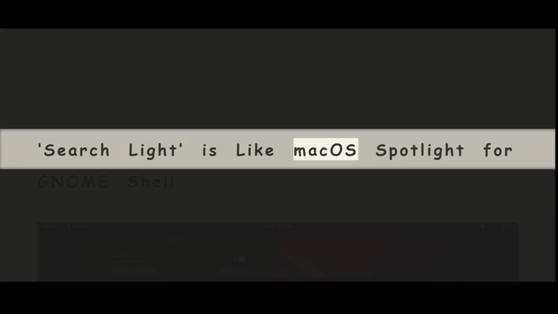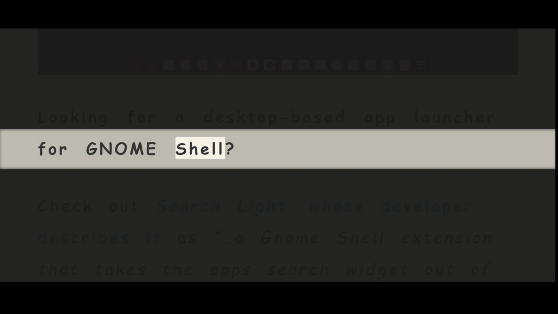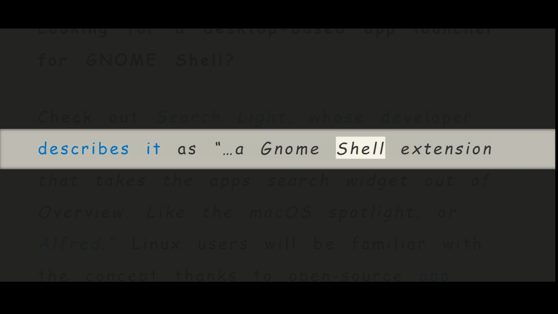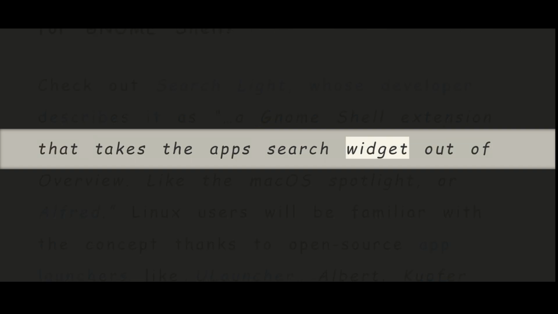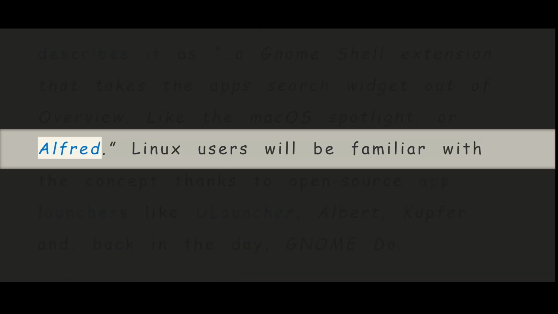Searchlight is like macOS Spotlight for GNOME Shell. Looking for a desktop-based app launcher for GNOME Shell? Check out Searchlight, whose developer describes it as a GNOME Shell extension that takes the app's search widget out of overview. Like the macOS Spotlight or Alfred.